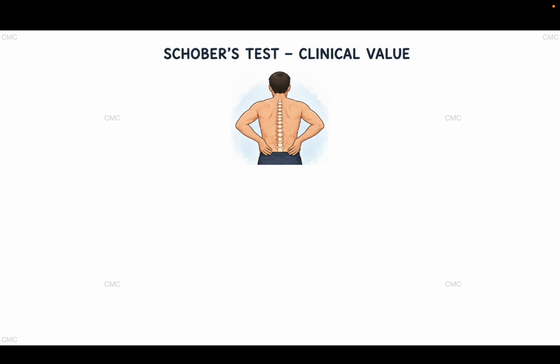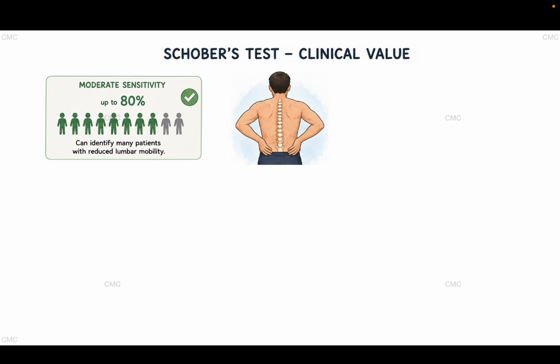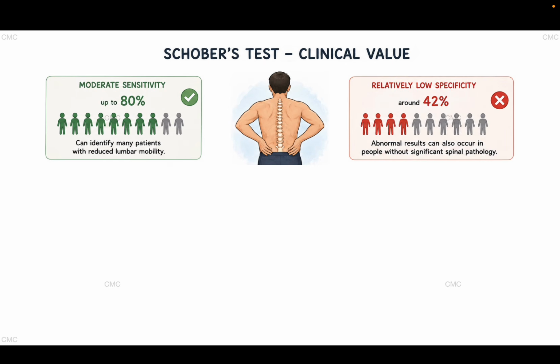Before we close, here's a quick note on the clinical value of Schober's test. Schober's test has moderate sensitivity up to around 80%, meaning it can identify many patients with reduced lumbar spine mobility. However, it has relatively low specificity at around 42%, meaning an abnormal result can also occur in people without significant spinal pathology. In practical terms, Schober's test should be used as an adjunct rather than a standalone diagnostic test.